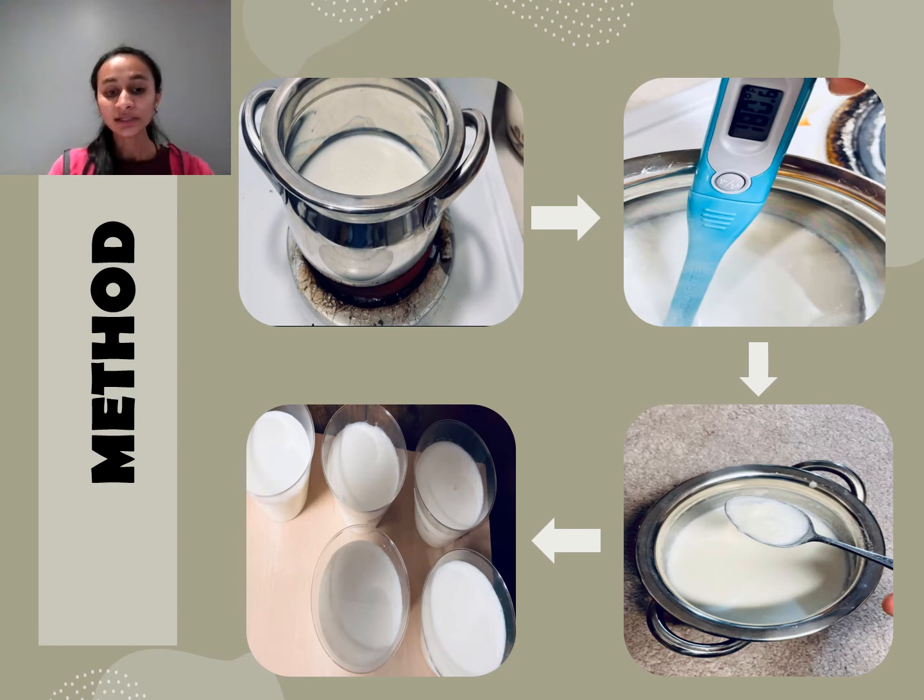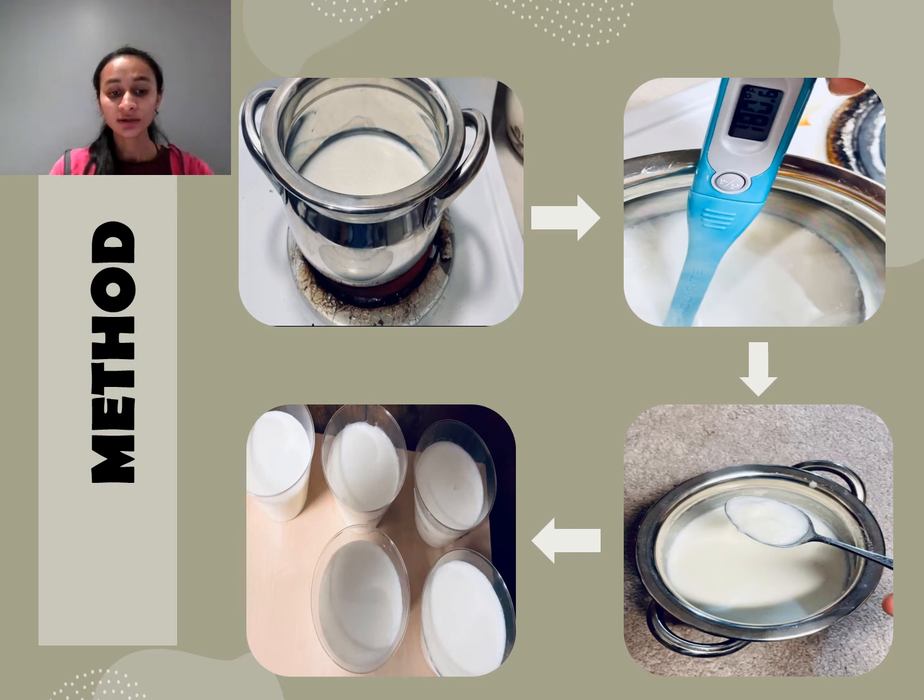Then the cooled milk was transferred into 250 ml cups. Then 2 teaspoons of starter culture was added to the milk. The inoculated milk was mixed properly with the help of a stirring rod to spread the culture uniformly.